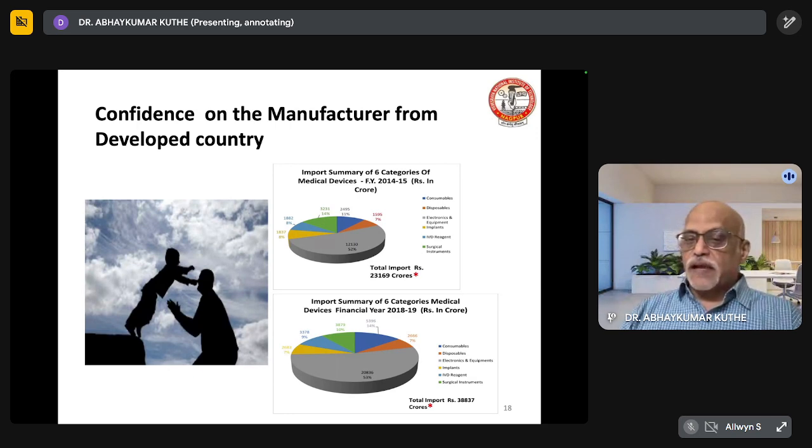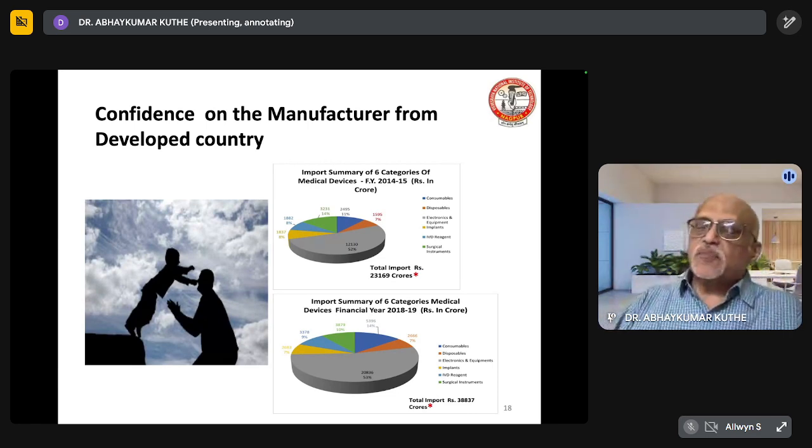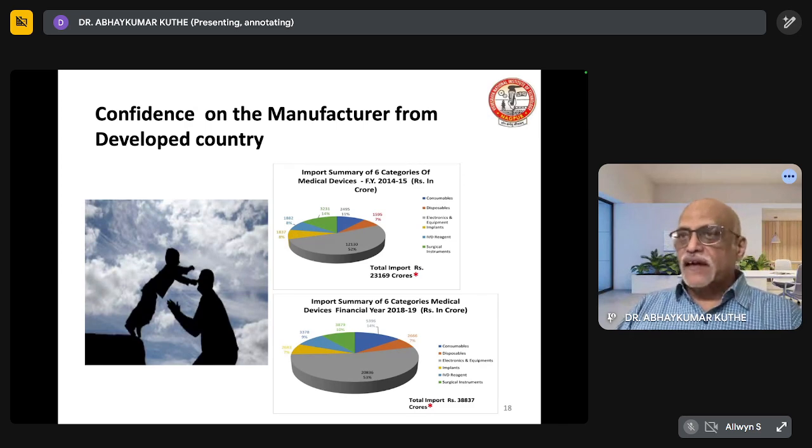Why? Because the doctors' community is relying more and more on the products which are coming from the developed country. And another interesting point is that because the developed countries have already established their names in the manufacturing of the standard implant, very few Indian industries are in the market. And therefore, the whole market is dominated by manufacturers from the developed country.